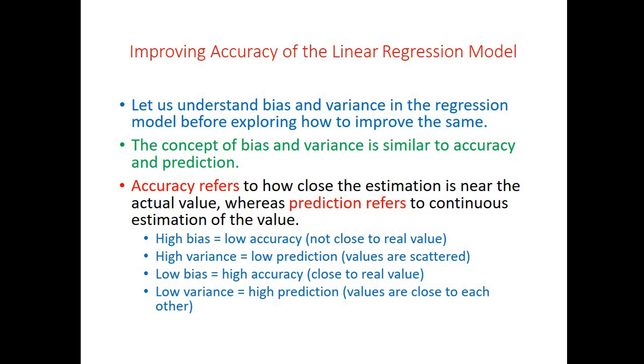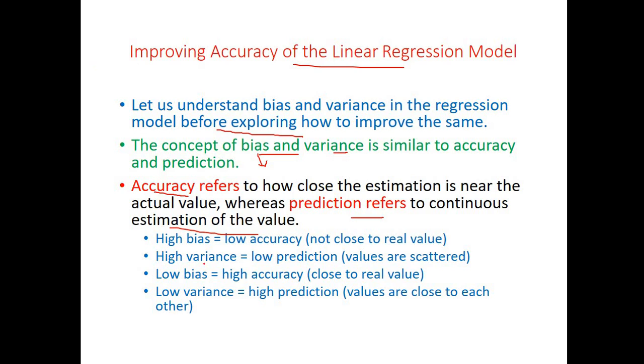Improving accuracy of the linear regression model. Let us understand the bias and variance in a regression model before exploring how to improve the accuracy of the linear regression model. The concept of bias and variance is similar to accuracy and prediction. That means bias means accuracy, variance means prediction. What is accuracy? Accuracy refers to how close the estimation is to the actual value, whereas prediction refers to continuous estimation of the value.